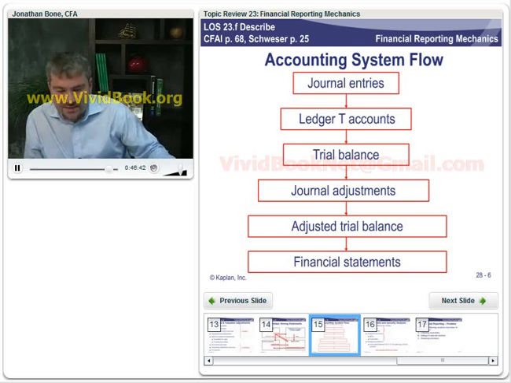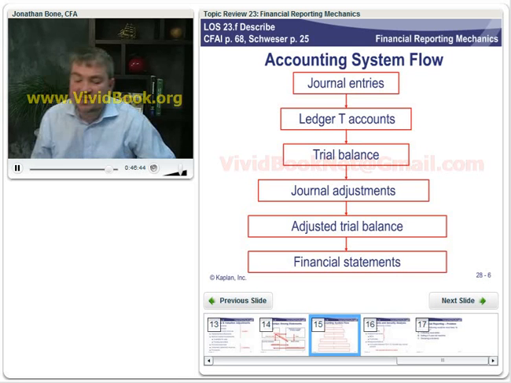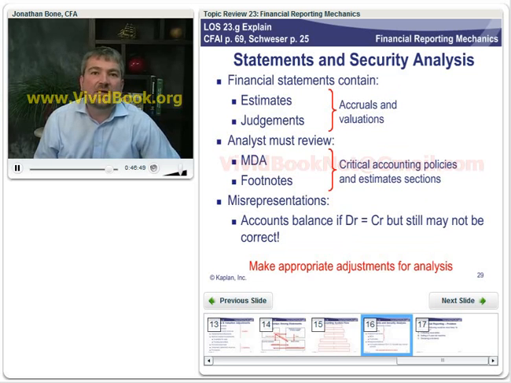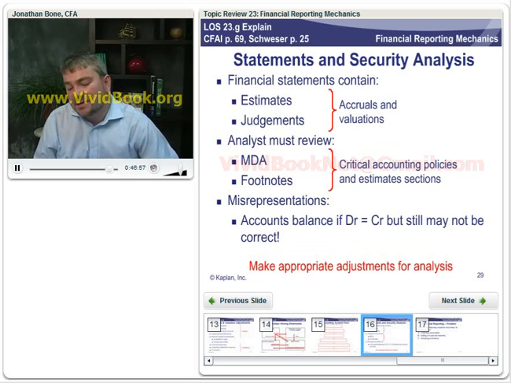Almost there with this reading. Last real LOS says explain the use of results, i.e. financial statements, in security analysis. Now, of course, all we're simply saying here is be very careful. We can't just take the balance sheet and income statement and use it for security analysis.